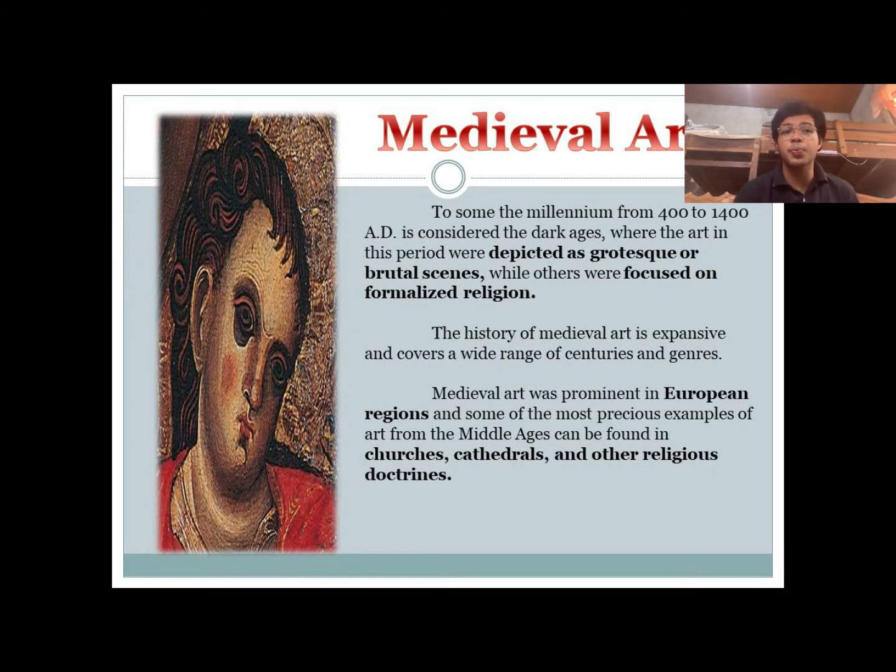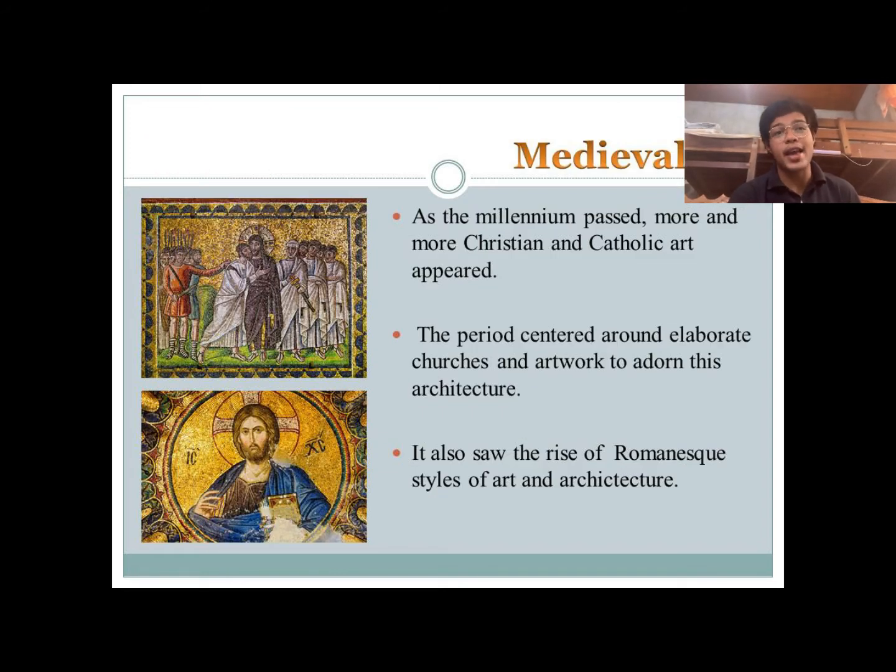Medieval art was also prominent in European regions, and some of the most precious examples of art forms from the Middle Ages can be found in churches, cathedrals, and other religious doctrines. As the millennium passed, more and more Christian and Catholic art appeared. The period centered around elaborate churches and artwork to adorn this architecture. It also saw the rise of Romanesque styles of art and architecture.